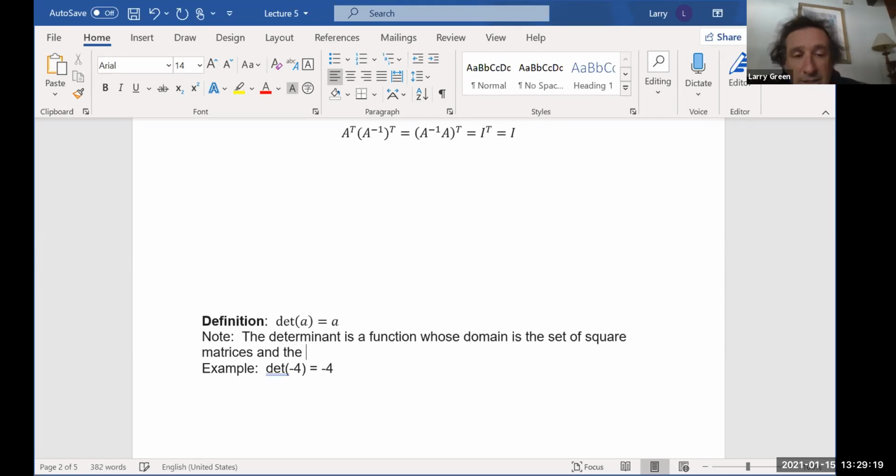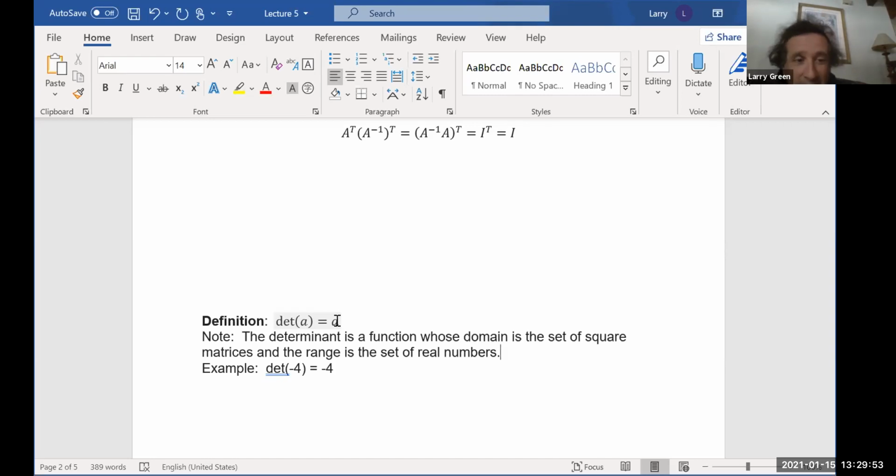And the range is the set of real numbers. Okay, and that's pretty important to note: when we say determinant of A, that A on the left is a matrix, and on the right, that A is a number, not a matrix. So the matrix A is not equal to the number A, but the determinant of the matrix A is equal to the number A. Any questions on that?